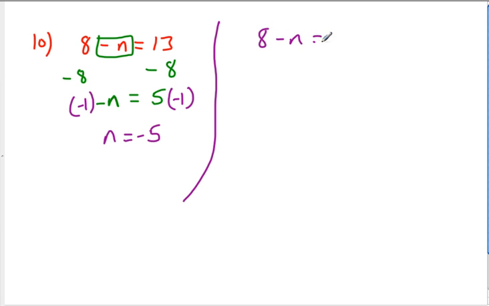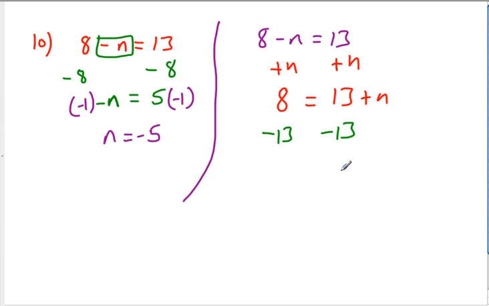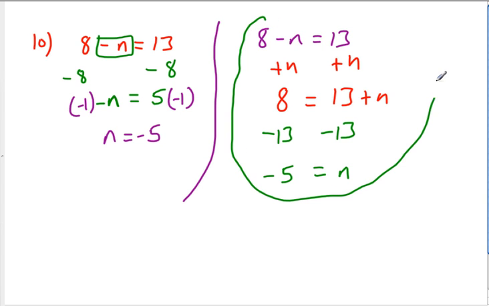We'll start it off here. If you were to add n to both sides first, you would end up with 8 equals 13 plus n. Then you could subtract 13 from both sides, and then you would get what you're looking for, which is n equals -5. So either way you want to do that's fine. I think I actually lean towards this way here, but this way is perfectly acceptable.